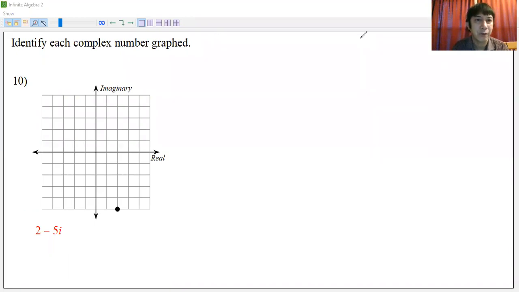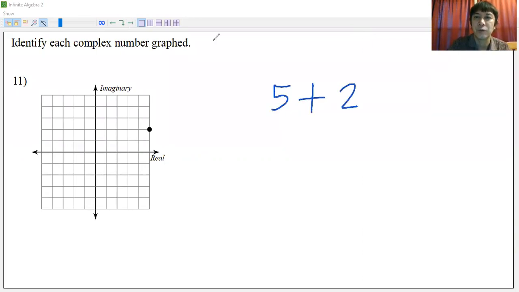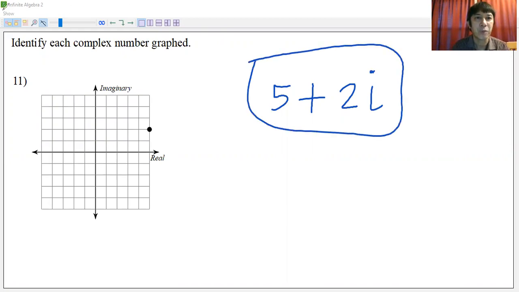Number 11. Okay, here's number 11. Identify each complex number graph. The point is located at the 1st quadrant. So this must be positive 5, positive 2i. Okay, so this is 5 plus 2i. And this is our answer. How about the computer's answer? Let's see. There. Okay, same as the computer. So we are correct. All right. Let's proceed to the next.